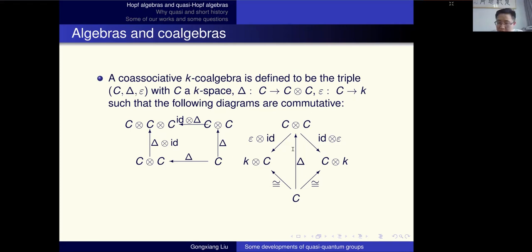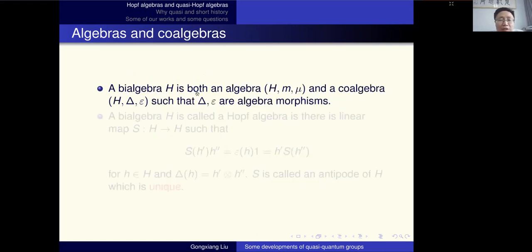Next, I want to combine these two concepts together. So a bi-algebra is both an algebra and a co-algebra, and these two algebra structures are compatible. What does compatible mean? The co-algebra maps are algebra morphisms. So we need the co-algebra maps to be algebra morphisms. Equivalently, you can ask that the algebra maps are co-algebra morphisms. That's the equivalent definition, totally the same. So this is the definition of bi-algebra.